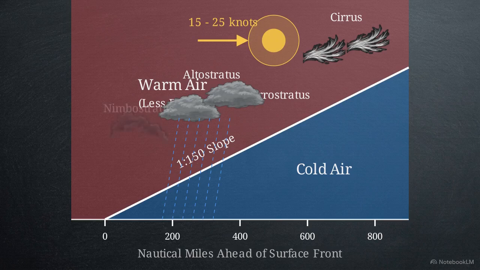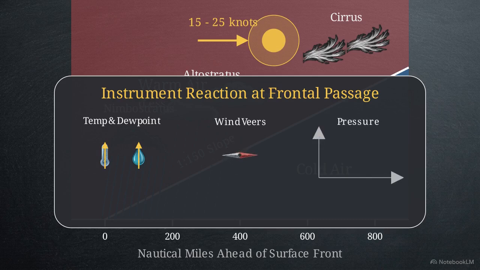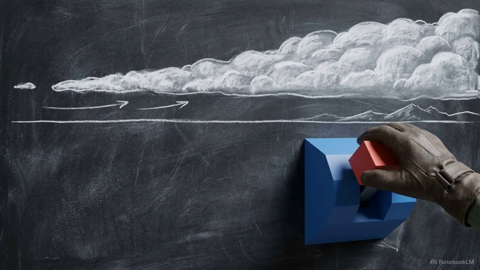Finally, 100 to 200 miles before the surface boundary, nimbostratus clouds drop the ceiling, visibility drops, and continuous moderate to heavy rain begins. Exactly as the front passes, your instruments react. The temperature and dew point rise, the wind veers, and the atmospheric pressure, which had been steadily dropping, suddenly steadies. Because of its shallow slope, a warm front telegraphs its arrival over hundreds of miles, giving a pilot hours of warning time.